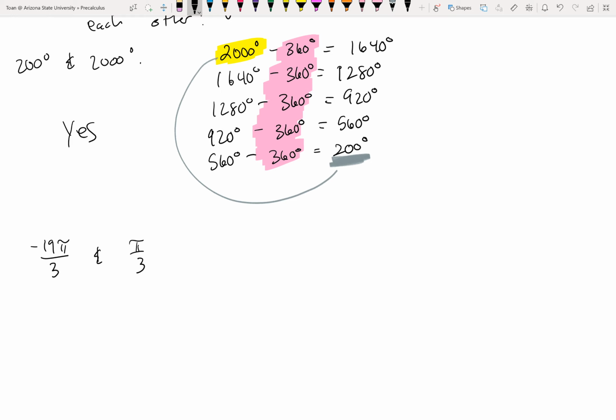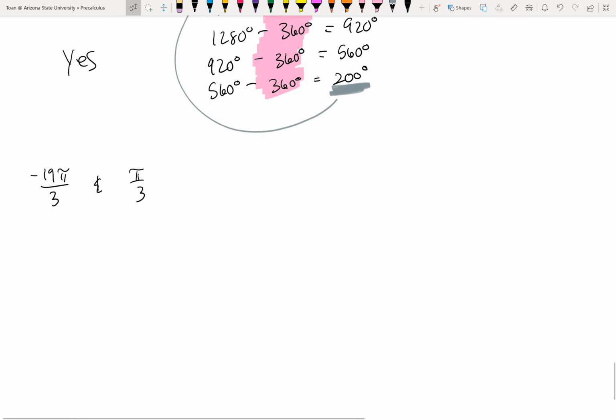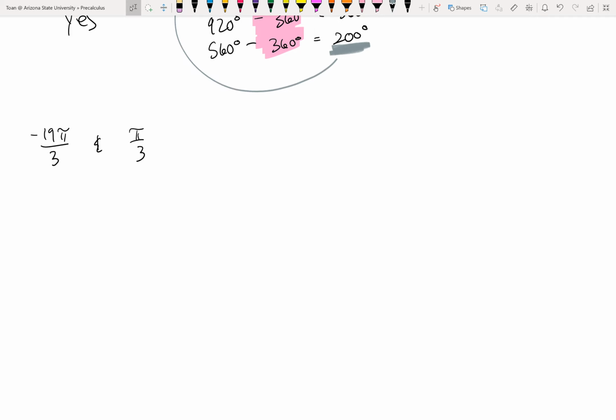So let's do the same question. Is negative 19 pi thirds and pi thirds coterminal with each other? Well, all you have to do is add full circles. Now, in the radian system, a full circle is 2 pi. Now, I actually like radians because they use fractions. I know that sounds weird. Fractions usually make things harder. But they actually make things a lot easier because you're always working with the common denominator. So if I want to add or subtract 2 pi, right? Notice what denominator we're using. Denominator of 3.